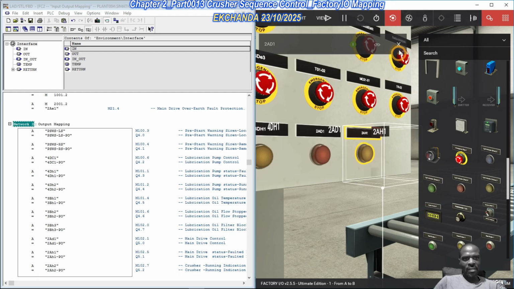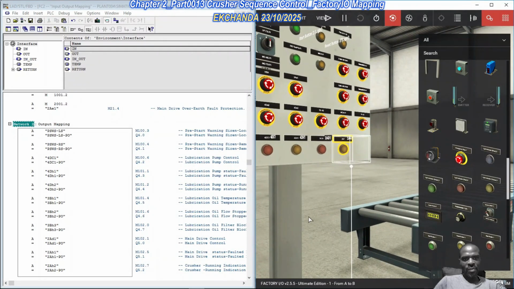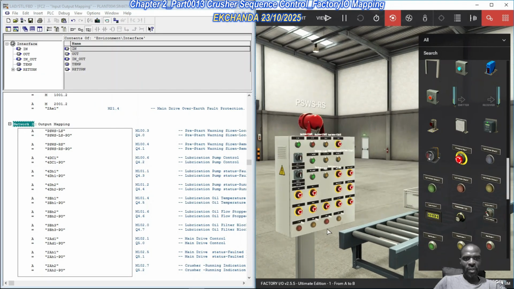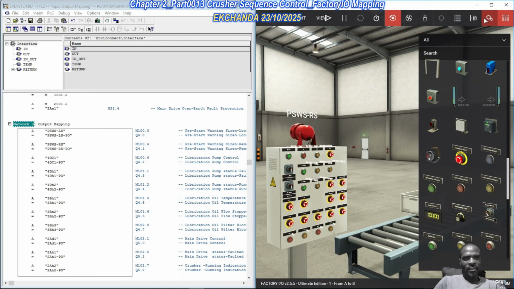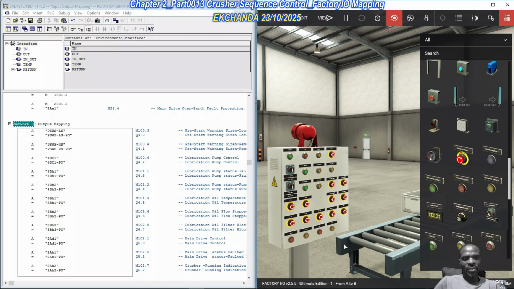So that covers all the reference points that we're going to need to simulate the operation of the lubrication system and the operation of the crusher main drive motor. Okay, so that's what we've done. At this point we're done with this panel. This panel is just going to do with the lube system and the crusher main drive. Everything to do with the lube system and the crusher main drive is going to be on this panel.